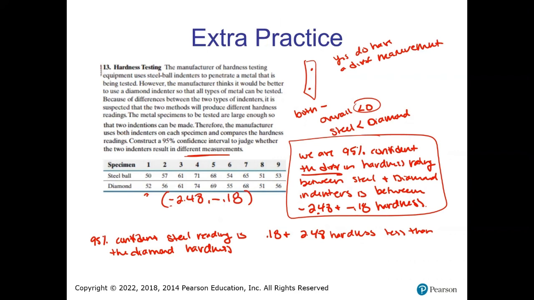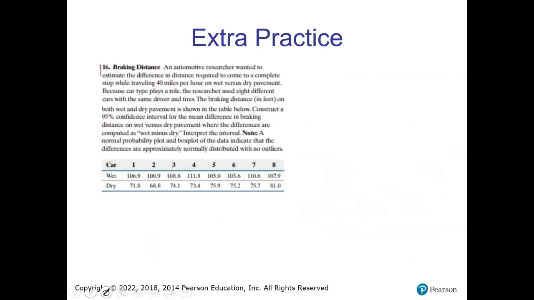All right, so I got one more example here: braking distance. An automotive researcher wanted to estimate the difference in distance required to come to a complete stop while traveling 40 miles per hour on wet versus dry pavement. Because car types play a role, the researcher used 8 different cars with the same driver and tires. The braking distance in feet on both wet and dry pavement is shown below.